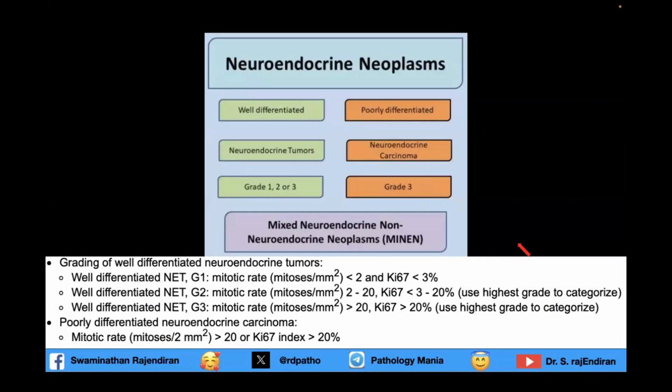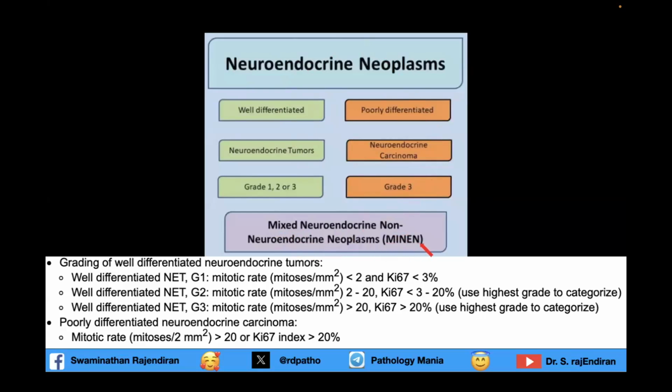Now we are entering into the exciting area of neuroendocrine neoplasms. Whatever I am talking about neuroendocrine neoplasm in pancreas more or less suits all the other organs. It's mainly divided into well-differentiated and poorly differentiated. Well-differentiated neuroendocrine neoplasm is called neuroendocrine tumors, and they are graded into 3 grades, grade 1, 2, 3. Whereas poorly differentiated neuroendocrine neoplasm is known as neuroendocrine carcinoma, and there is no need to grade them because they are always grade 3. In addition to this, neuroendocrine per se, they can be seen with mixed non-neuroendocrine neoplasm.